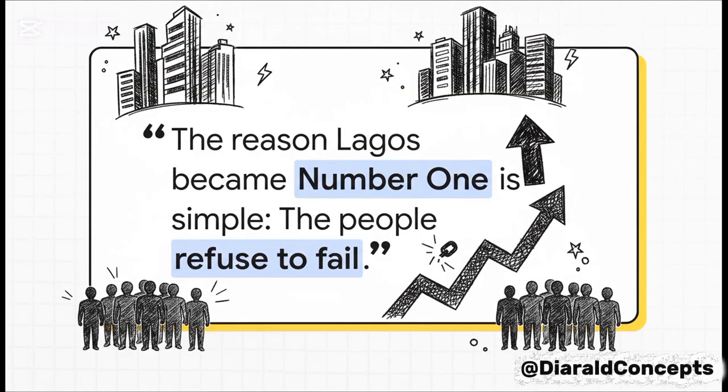And here it is, that unifying reason, the core message from scene 5. The reason Lagos became number 1 is simple. The people refused to fail. I mean, wow. That line just brilliantly reframes the struggle. It's not a weakness anymore. It's the very source of the city's strength and its resilience.